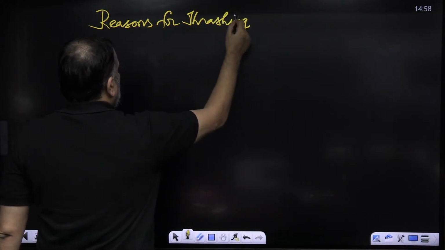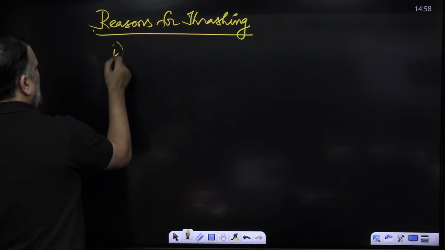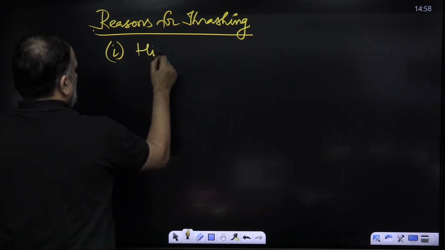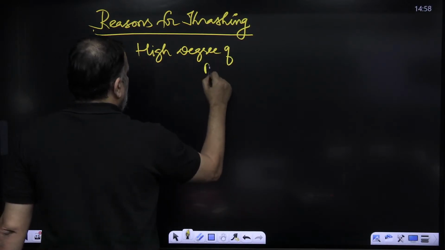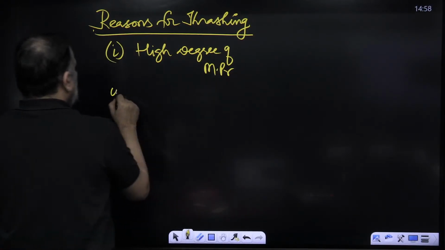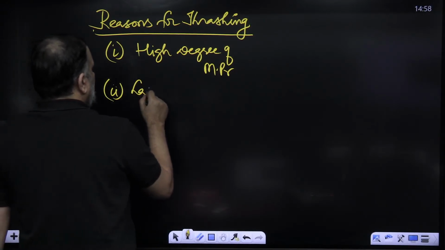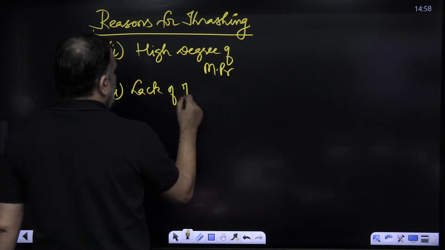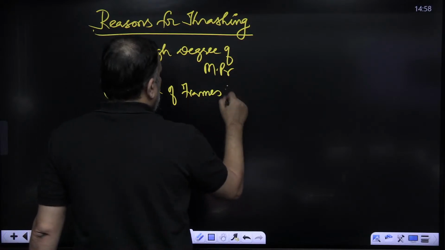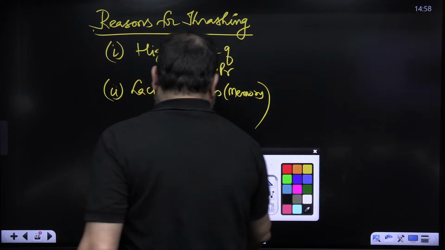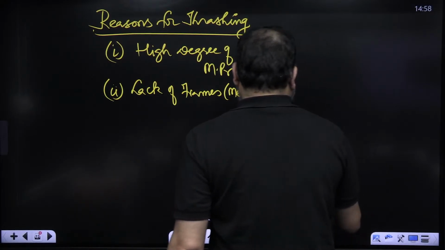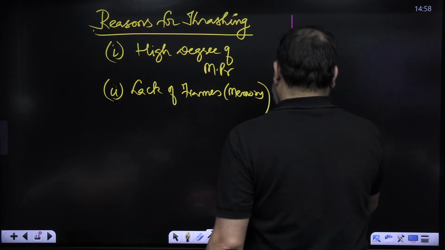Essentially, there are two important reasons. Number one, high degree of multi-programming. जब degree of multi-programming shoot up हो जाएगी, then eventually what will happen? Lack of frame allocation to process will decrease. Lack of frames, lack of memory. This situation can be demonstrated by means of a simple graph.